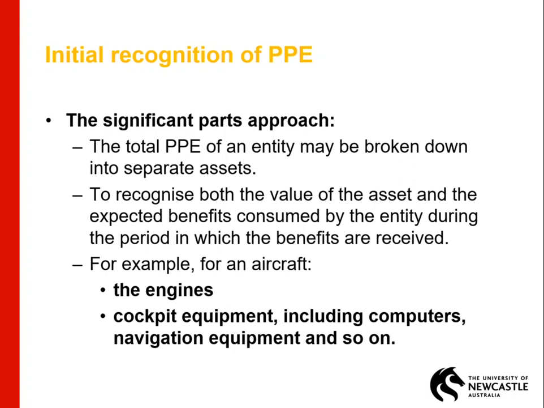Thinking about an aircraft is a good example of a piece of equipment that has significant parts. So of course in the aircraft there would be the engine, and the usage or consumption associated with that engine would be different to other parts of the aircraft. For instance, the cockpit equipment would include computers and navigation equipment. Also, the aircraft would have seating arrangements, and again that would be a significant part of that asset, and so it could also be consumed or used up at a different rate than other parts of the aircraft.